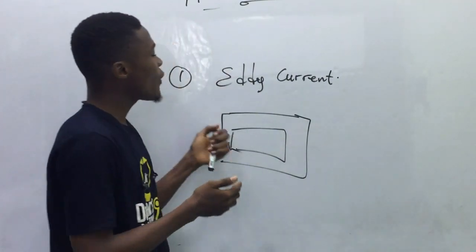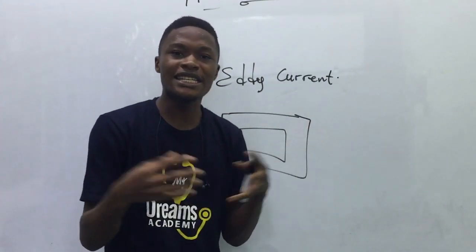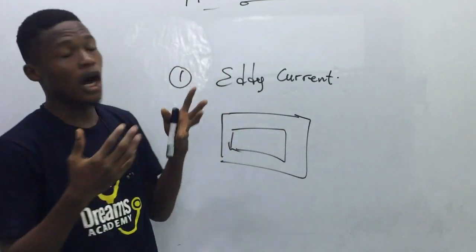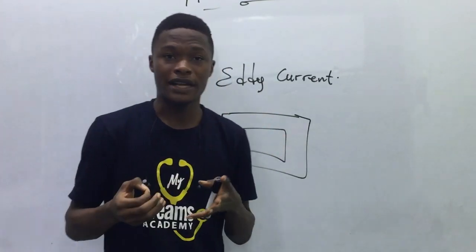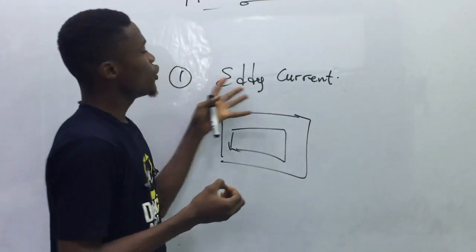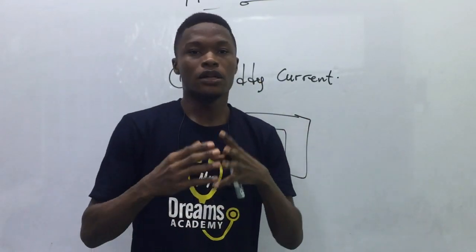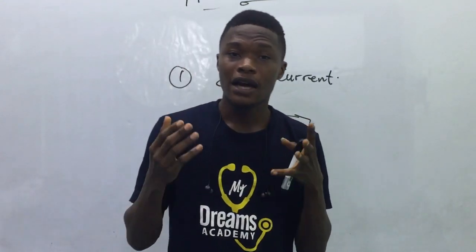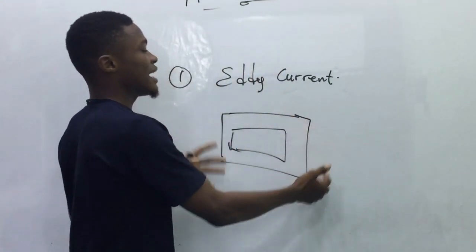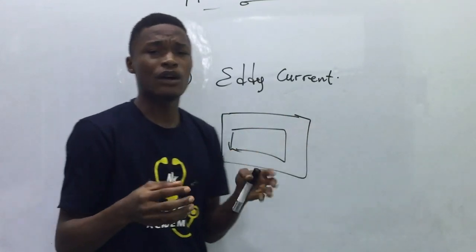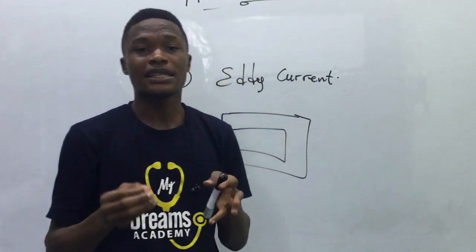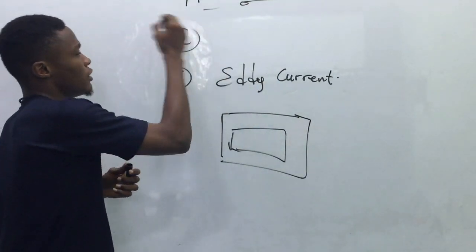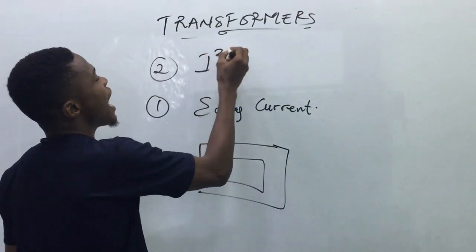Okay, so the reason why we have slices or sheets of metal as the iron core is so that we reduce energy loss by eddy current. If you want to reduce eddy current in the transformer, you are going to make use of laminated iron cores. That means this iron core, these slices of metal, you must laminate them so that eddy current is minimized.